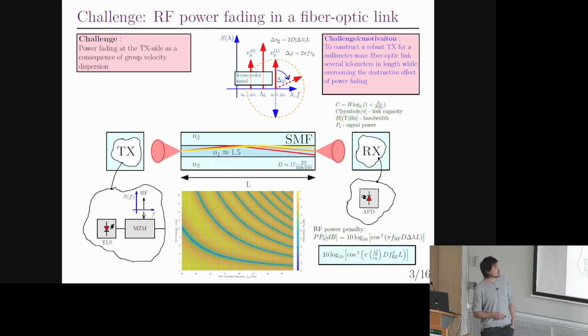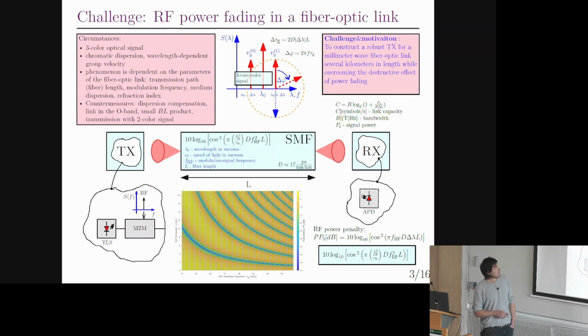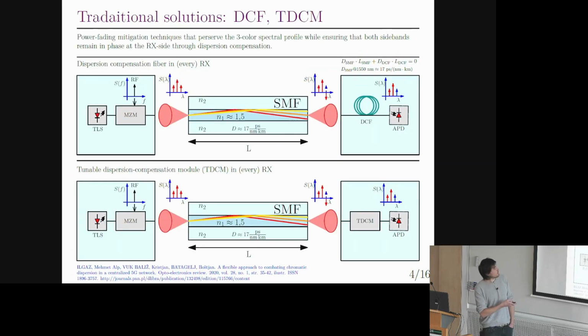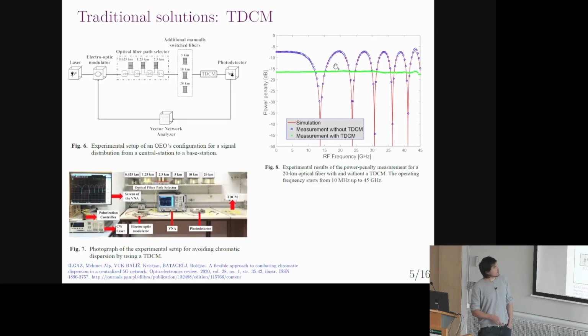Obviously we want to mitigate that, and the traditional approach to doing this is just to use a special kind of fiber, so dispersion compensating fiber, or dispersion compensating module, which can be tuned for the particular configuration of the transmission path, so the link. And by doing that, we basically compensate the dispersion. But let's look now at some more modern approaches.